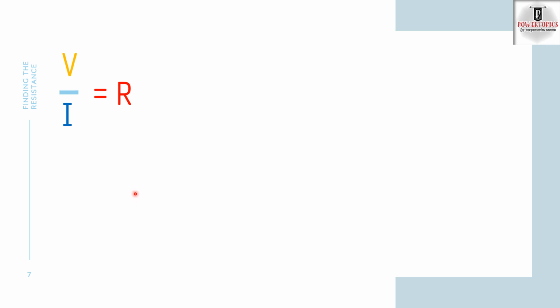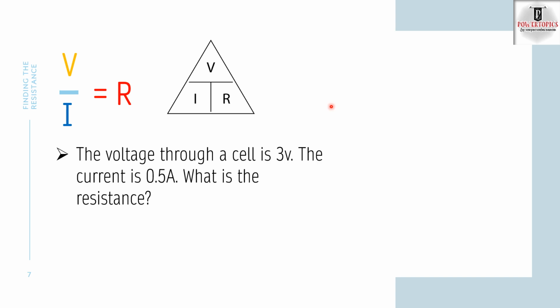Now I want to find the resistance in the circuit. So I can just play with this triangle right here. And when I cover the R, I know that resistance will equal V over I, which is voltage over current.